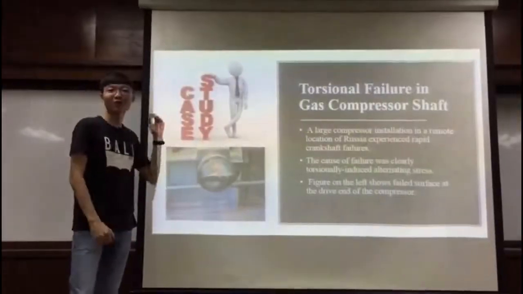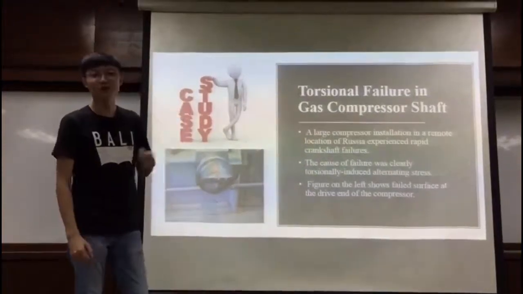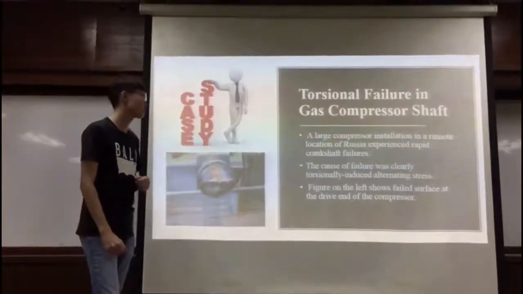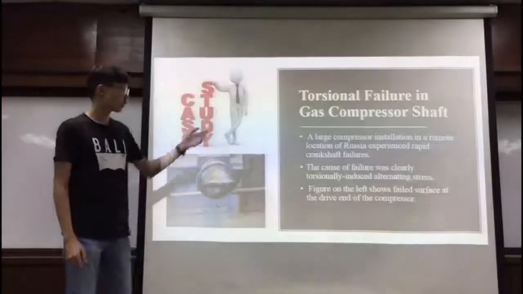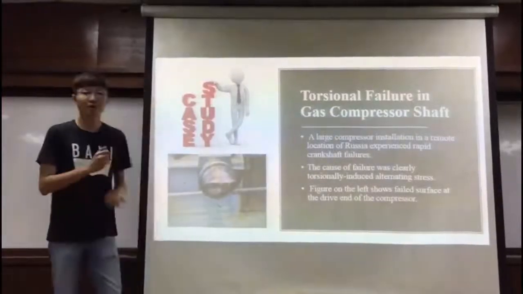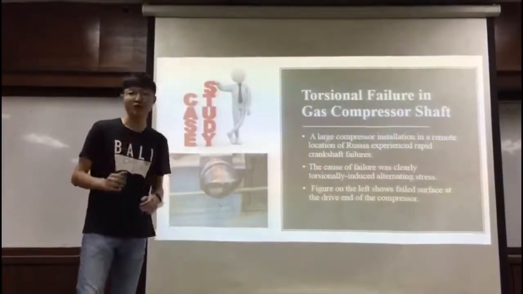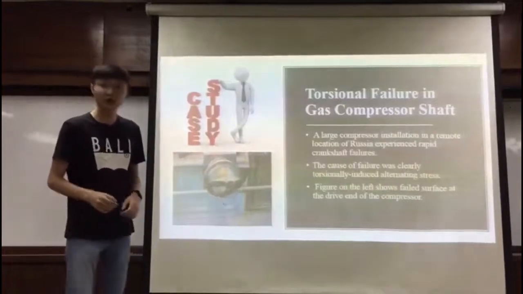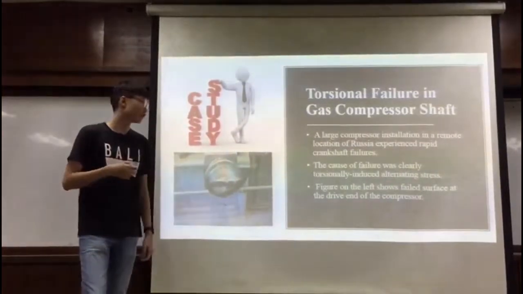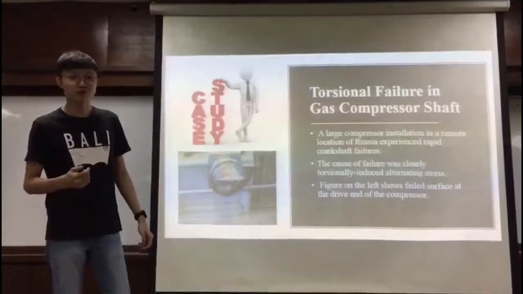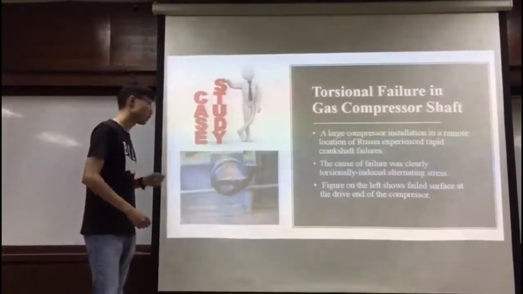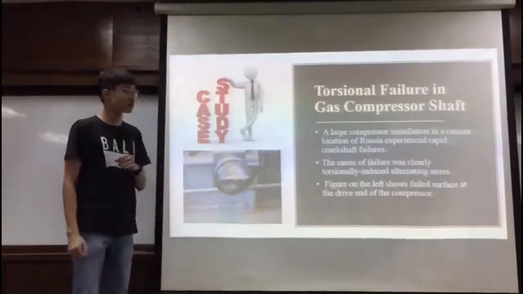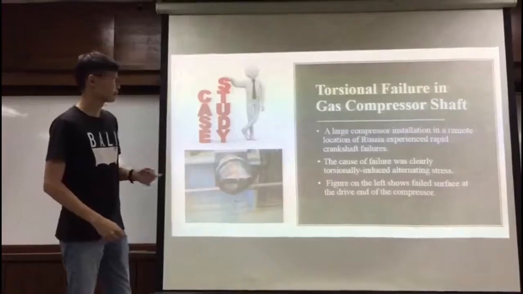The case study for our project is about torsional failure in a gas compressor shaft, which occurred on the outskirts of Russia, where the compressor experienced rapid crankshaft failures. The cause of the failure is mainly torsionally induced alternating stress. As you can see in the picture here, the end of the compressor experienced a failed surface.